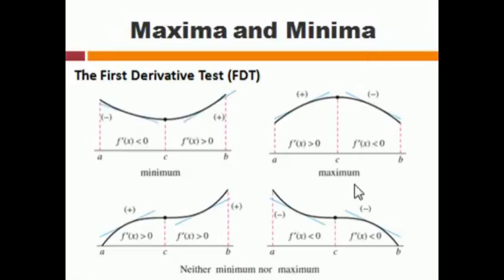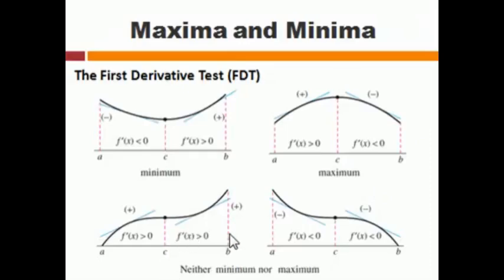In this example, the maximum point, the function changes from increasing, then changes to decreasing. With regard to the slope, it changes from positive to negative. Then you have a maximum point.